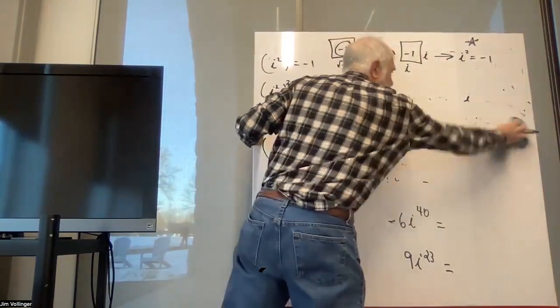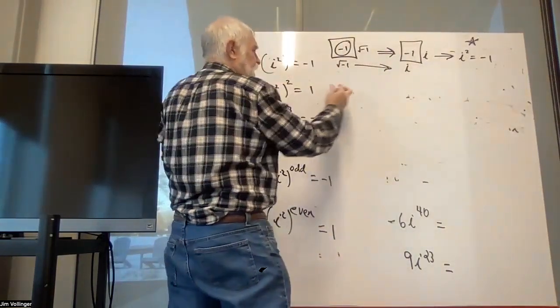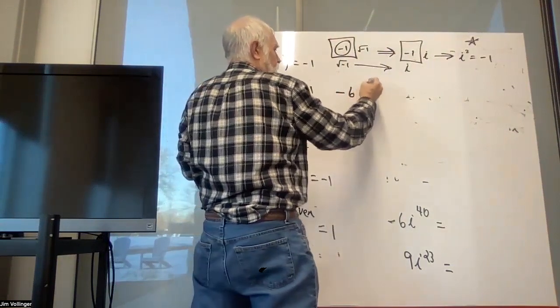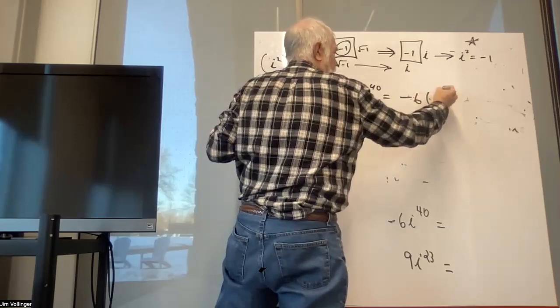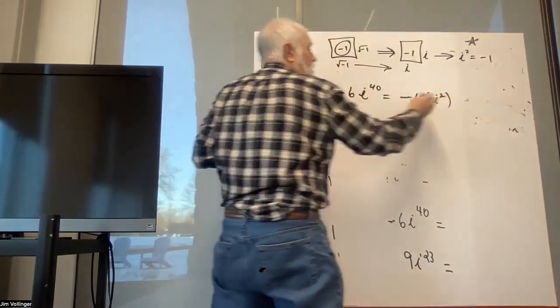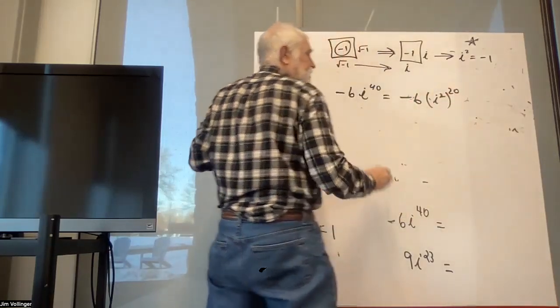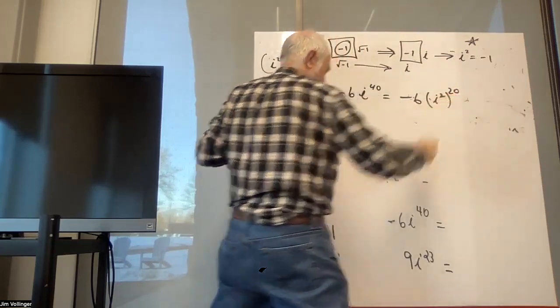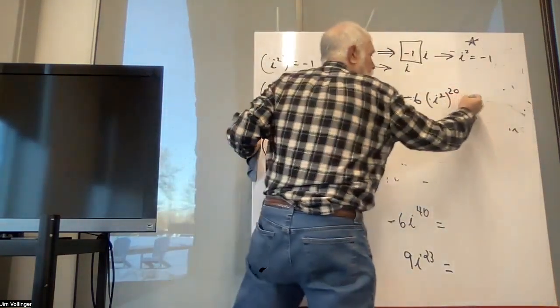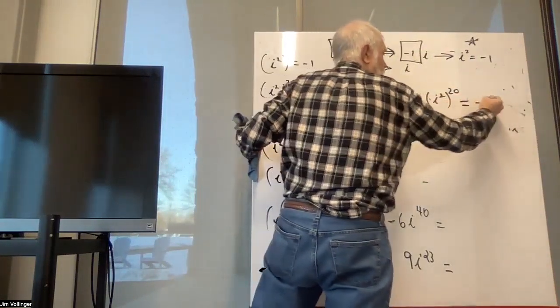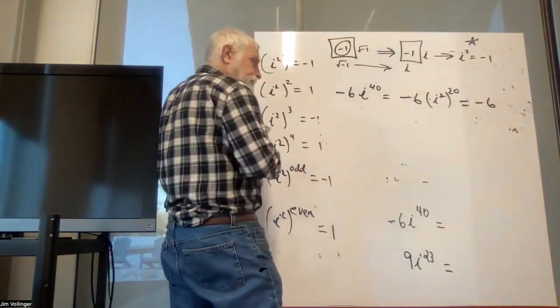Now we're going to try -6i to the 40th, which is equal to -6 times i squared. 2 goes into 40 20 times. That's -1 to an even. -1 to an even is 1. And -6 times 1 is -6.